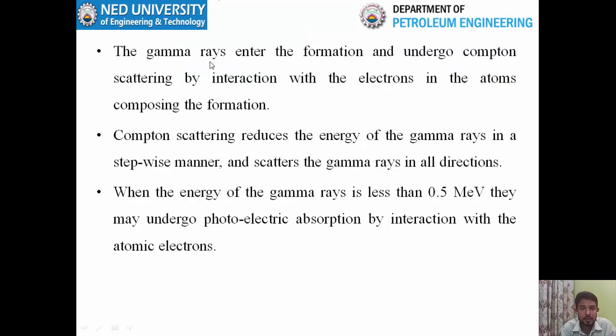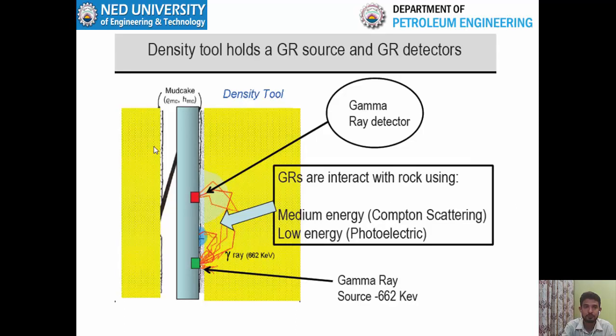This is a description that the gamma rays enter the formation and undergo Compton scattering by interaction with the electrons in the atoms composing the formation. Compton scattering reduces the energy of the gamma rays in a stepwise manner and scatters the gamma rays in all directions. And when the energy of the gamma rays is less than 0.5 mega electron volt, they may undergo photoelectric absorption by interaction with the atomic electrons.